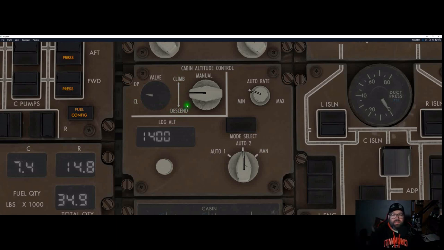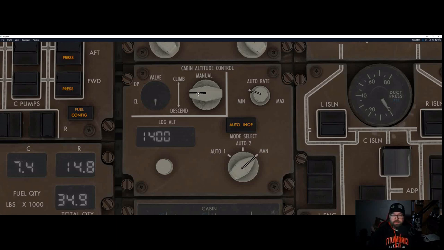So when I am in the manual position like this, what I have to do is come up here, following a QRH procedure. I come up here and I bump this switch either in the climb position or in the descend position. Now look at what's happening with my outflow valve. Okay, so see how I hold it in one, it starts to open. I hold it in the other, it starts to close. So your QRH is probably going to say something like momentarily to climb or momentarily descend. You're going to bump that switch.